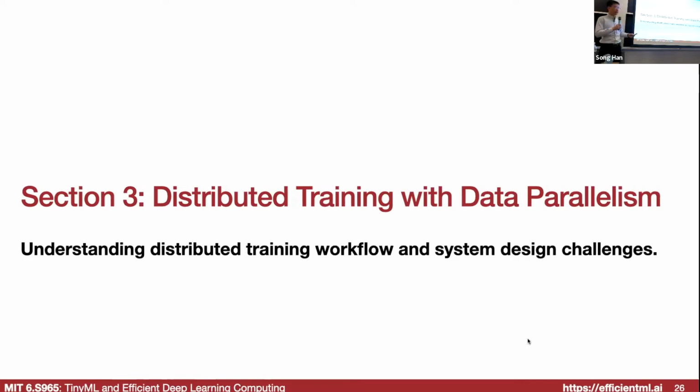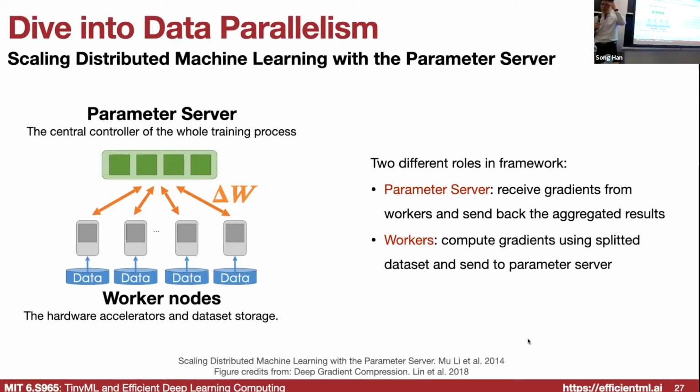All right, so next section, we are going to talk in more detail about this data parallelism: understanding the distributed training workflow and system design challenges. This is the basic setting for distributed training with data parallelism. We can scale the training across multiple machines. Each machine may have 4 or 8 GPUs, and each of them has a private copy of data. And we have a centralized parameter server, which is the central controller for the whole training process. This is just one of the possible setups, a centralized setting. And then we are also going to talk about the decentralized setting.